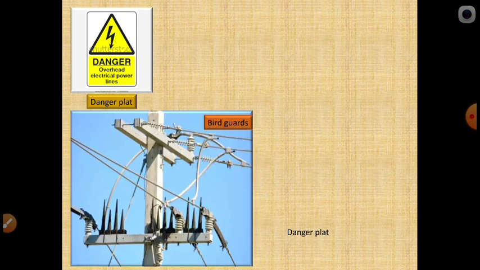Next these are bird guards. A stick of ebonite with a round top is fixed near the insulator, you can see in between. So now the bird is unable to sit at this place. Otherwise, what will happen? It will sit and touch its beak to the live wire, and there is a possibility of electrical shock. At the same time our breaker also trips, causing unnecessary tripping of breakers due to short circuit faults. To avoid that, we sometimes use bird guards here.